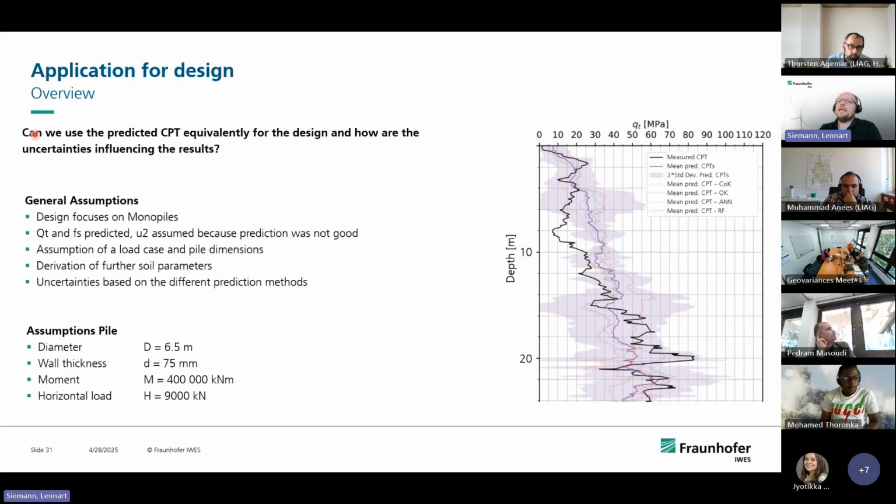So this is the main question, actually, which is also of interest for the industry. Can the predicted CPT be used in the design process of offshore wind farm foundations? Because the problem is, of course, the current regulation says you need to retrieve another CPT if you have a monopile location, or sorry, a foundation location, which is of course very costly. And the question is now, can we use the predicted CPTs equivalently to reduce site investigation costs and times?